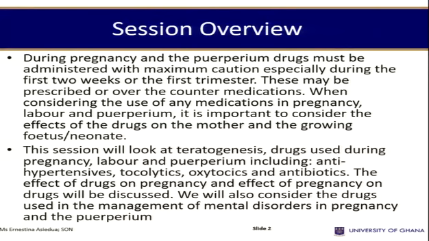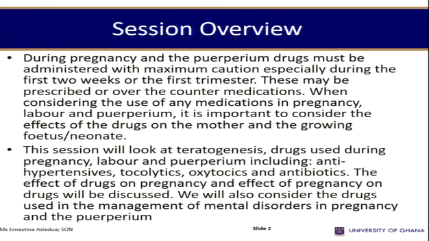The parts of the fetus are being formed into organs, and if you take in any drug that is contraindicated, the rate of malformation is very, very high around this stage. This may be prescribed or over-the-counter medications. When considering the use of any medication in pregnancy, labor, and puerperium, it is important to consider the effects of the drugs on the mother and then the growing fetus or the neonate.